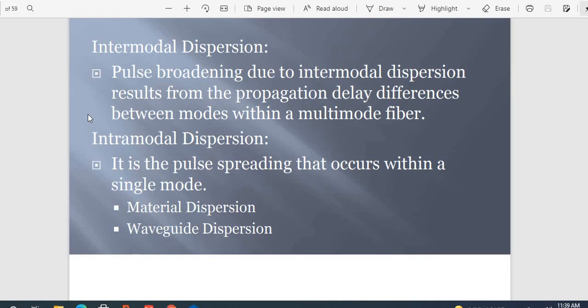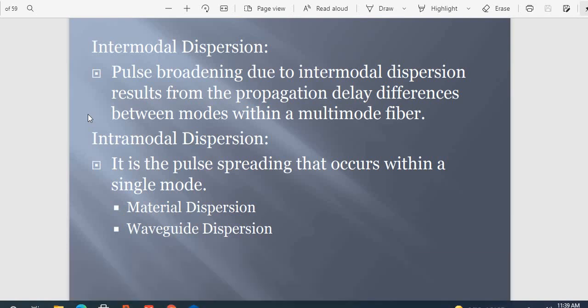First, intermodal: pulse broadening due to intermodal dispersion results from the propagation delay difference between modes within a multi-mode fiber. Multi-mode means that instead of using one mode, we use multi-mode fibers. Because of that, the dispersion we get is called intermodal dispersion.